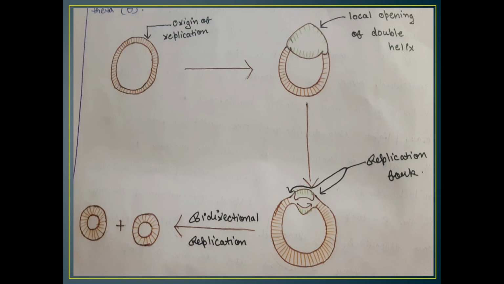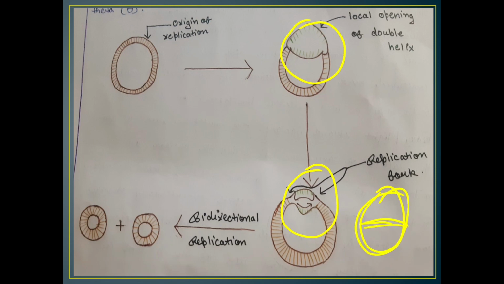Local opening of the double helix. We have said the double helix starts to unwind. You can see there how it's unwinding, right? And then with the help of the replication fork, it unwinds and forms a theta shape. You can see here it starts to unwind, and while it was unwinding, you can see it is forming in this position, in this way. So that means it is forming in a theta way.